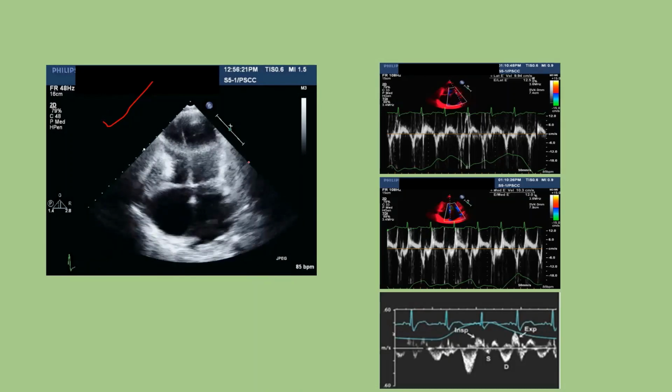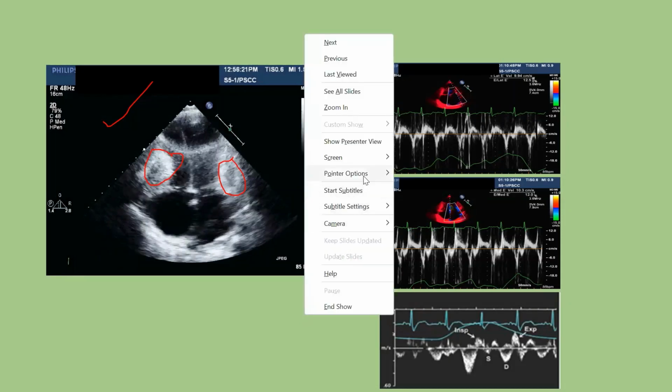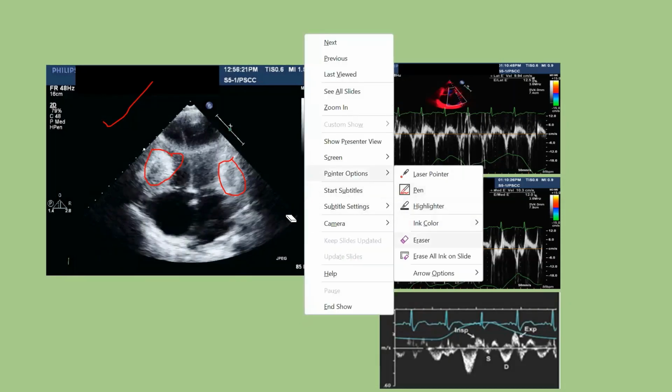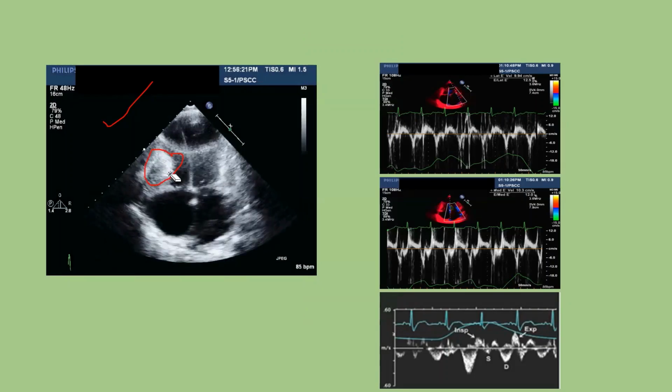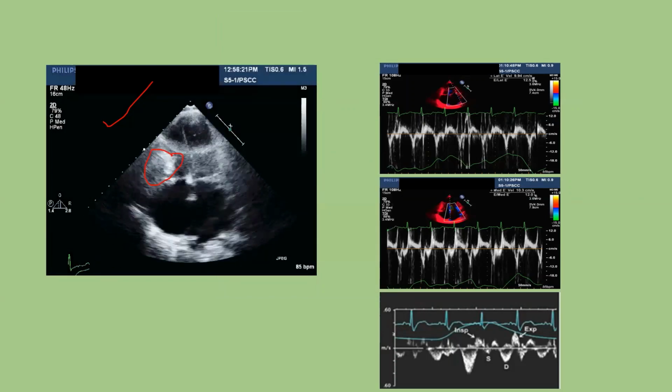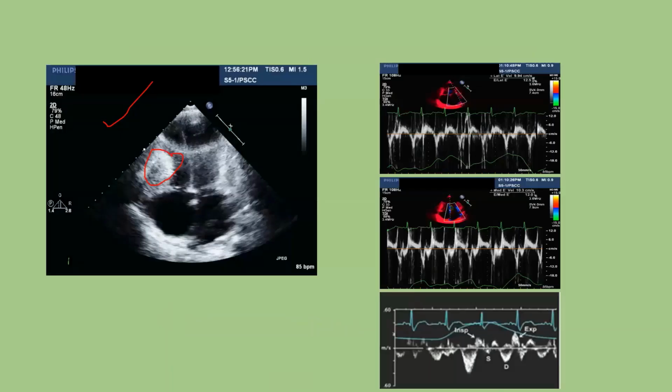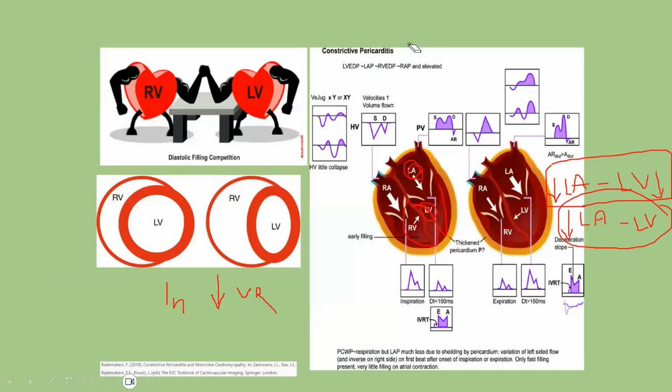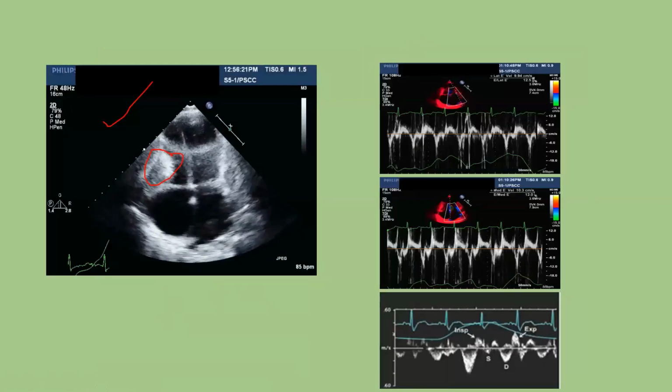Do you see here? There is something here. This part here and this part here. The LV, the ventricles, are compressed from outside. Exactly. So, like you said, the ventricles are compressed from outside.